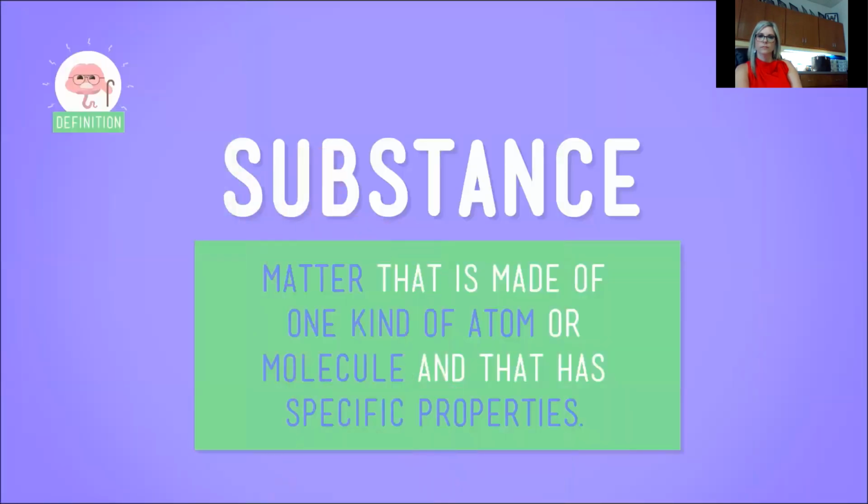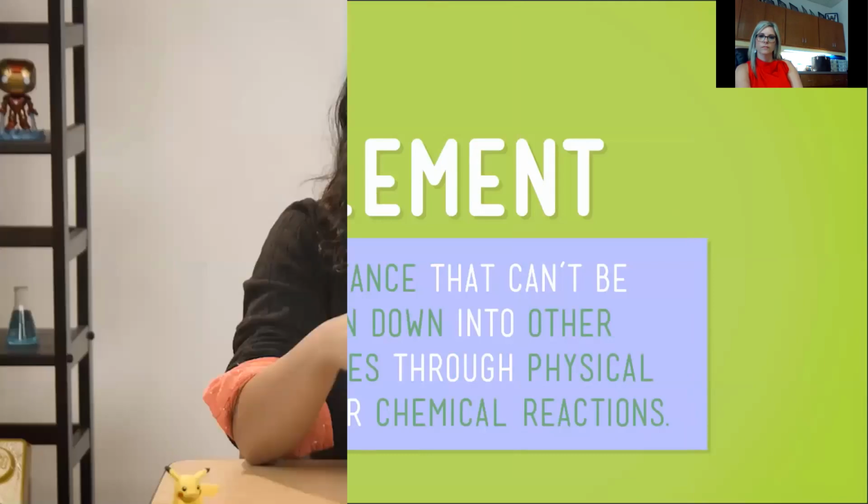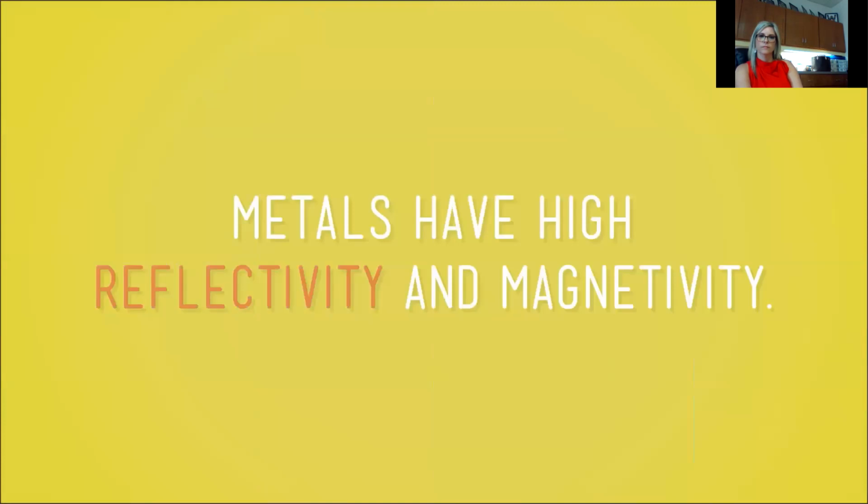We already know that a substance is matter that's made of one kind of atom or molecule, and that has specific properties, and that some substances are elements, which means they can't be broken down into other substances through physical changes or chemical reactions. We also know that we can group substances and elements by their properties, like we found that all of the metal things from the bottom of my backpack were shiny and attracted to a magnet. So, metals have high reflectivity and magnetivity. What else do we know about metals?